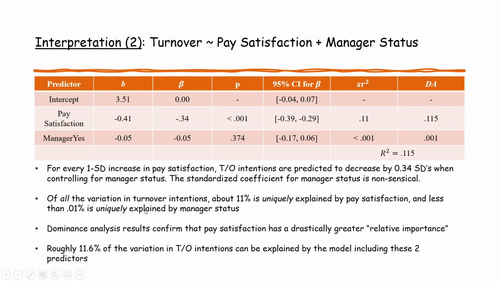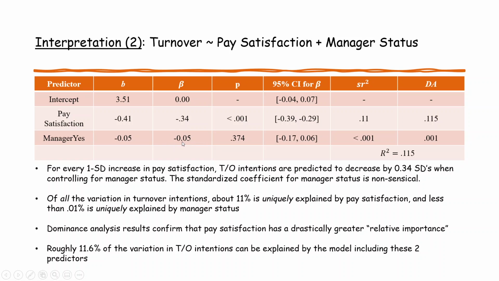And I want to clarify something I said. I probably shouldn't have said that the standardized coefficient for manager status is nonsensical. I'll go ahead and change that in the PowerPoint. So the way you would interpret that is you would say, for every 1 standard deviation increase in manager status, turnover intentions are predicted to decrease by 0.05 standard deviations when controlling for pay satisfaction. So that's how you would interpret the standardized coefficient for manager status.